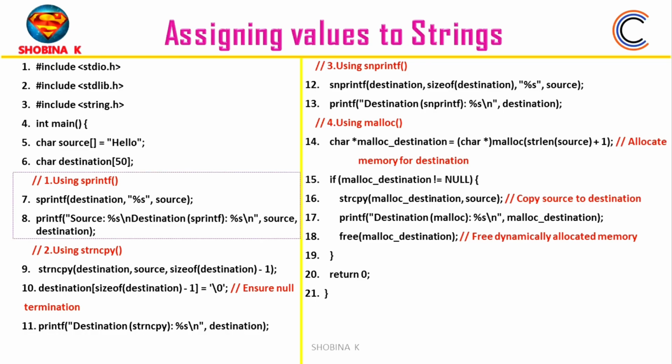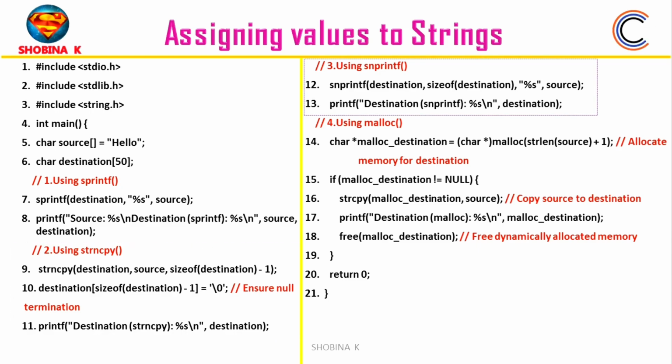The next part is the sprintf function. Here we use sprintf to copy the source string to the destination buffer, and this code prints both the source string and the destination string that was copied using sprintf. Next we use the strncpy function. The strncpy function copies the source string to the destination buffer, and it ensures proper null termination by manually adding a null terminator. Finally, it prints the destination string copied using strncpy.